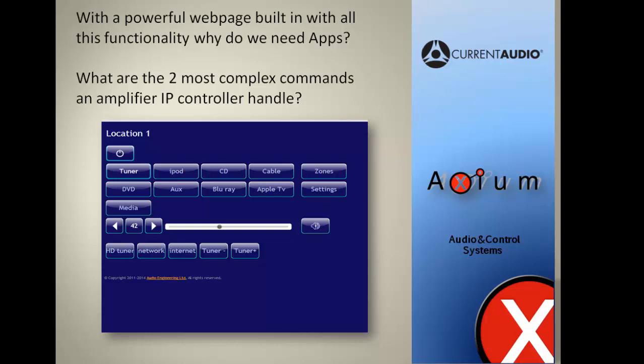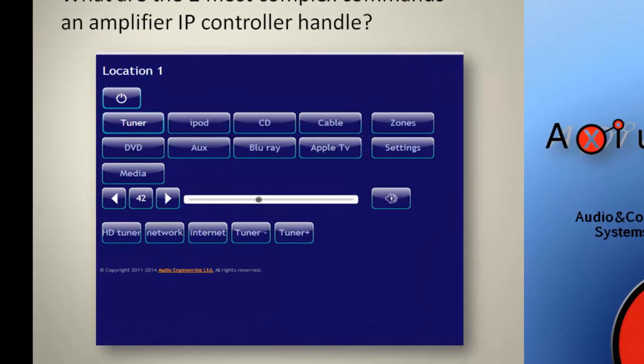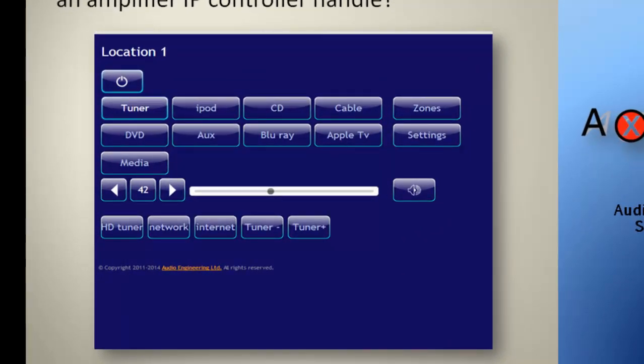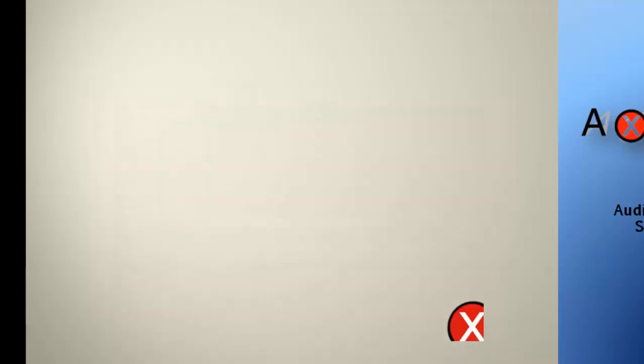This is the web interface. Once you go ahead and type in an IP address, it appears. This will happen on any computer that's in your network as well as any mobile device. Just simply type in the IP address of the device and it gives you this web interface. From there you can control, you can select zones, you can actually select the sources as well. You can also add custom buttons to your web interface. That's all done through the Axium Portal software.